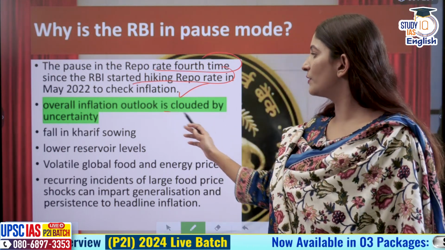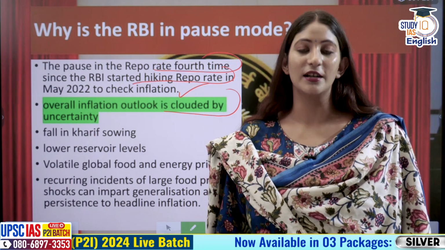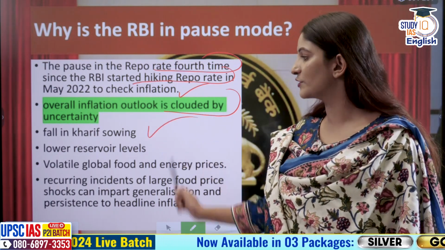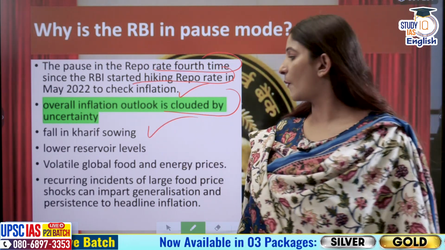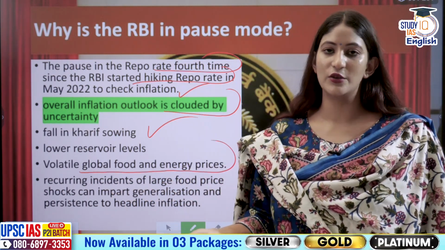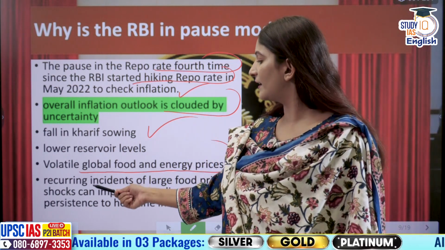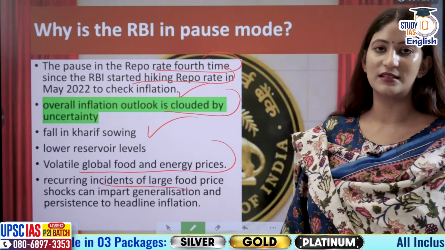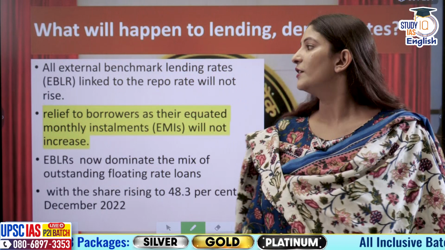Overall inflation outlook is right now clouded by uncertainty because there is a fall in the Kharif sowing, lower reservoir level, and volatile global food and energy prices because of the Russia-Ukraine war that is going on, with recurring incidents of large food price shocks happening because of the very same reason.